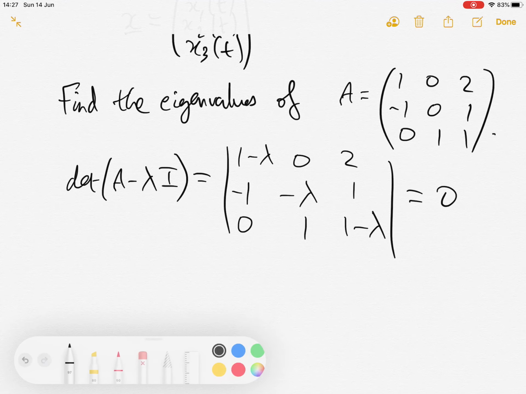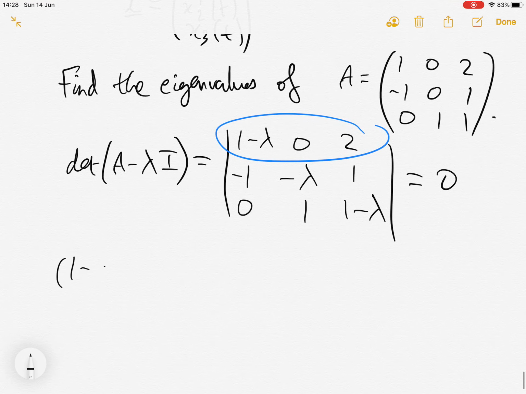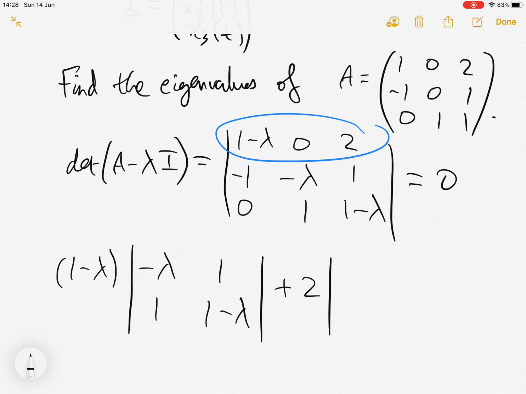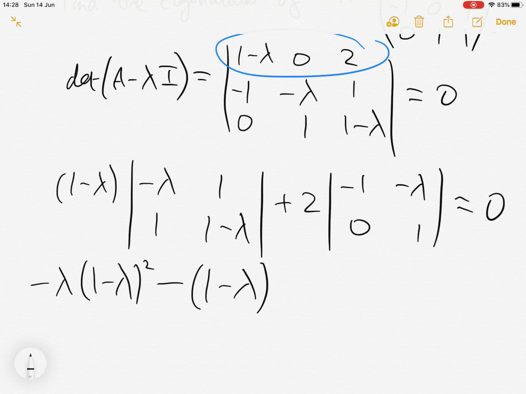And then we choose a row or column to expand along. So let's choose the top row. And then we get 1 minus lambda, lots of minus lambda 1, 1, 1 minus lambda. The 0 in the middle we can ignore, and then plus 2, lots of minus 1, minus lambda, 0, 1 equals 0. And then we can expand, so this is minus lambda times 1 minus lambda squared minus 1 minus lambda, and then minus 2 equals 0.